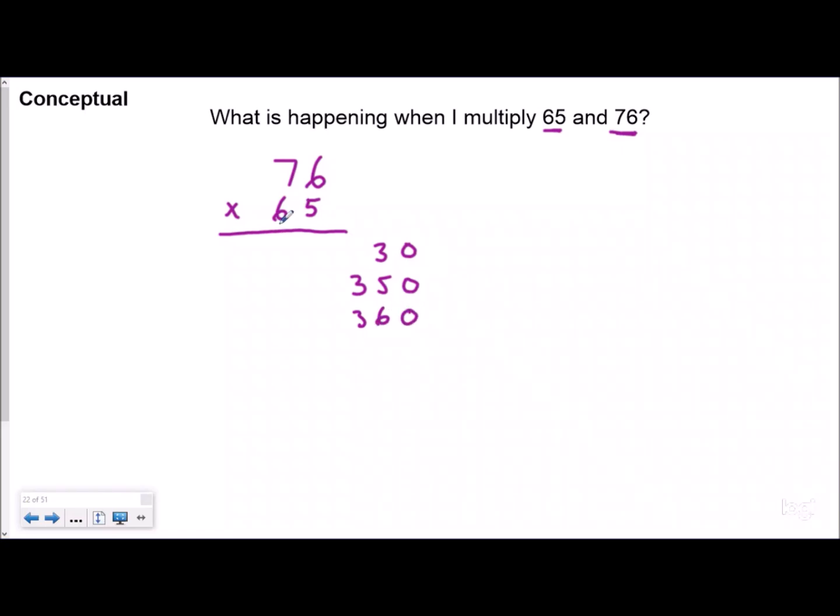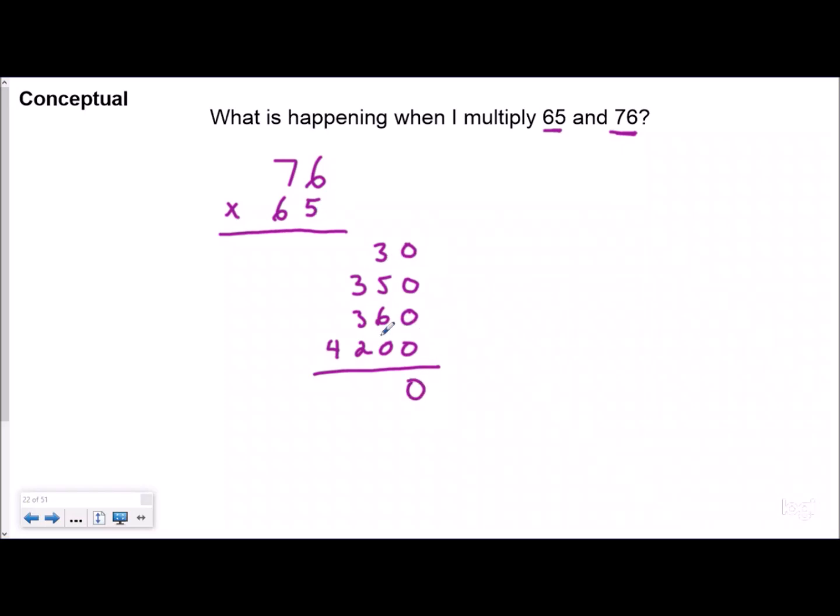And then I have 60 times 70, which would be 4,200, right? And so really what you're doing when you're multiplying is you're trying to find 76 groups of 65, but we break it apart using our place value knowledge in the digits that are in each place value, and then we can add these together.